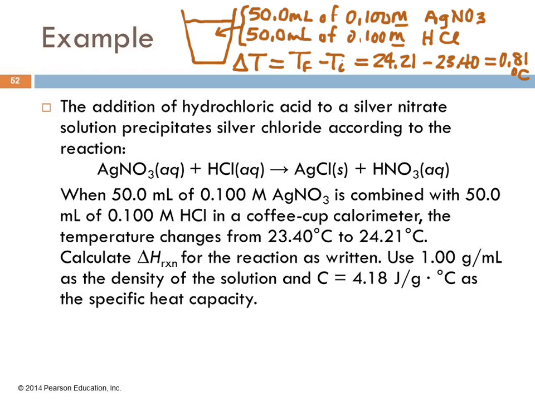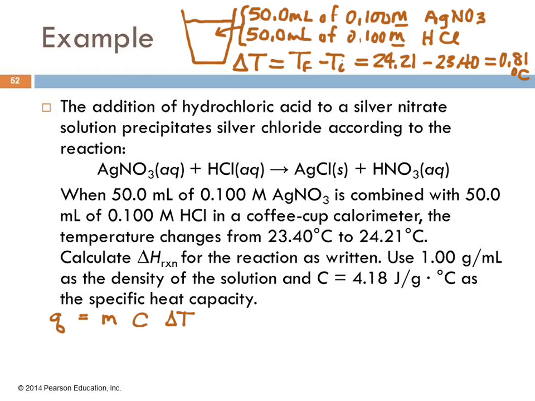Okay, so this solution is mostly water, and it's got some silver nitrate in it, and it's got some HCl in it. And so what we do is we use the specific heat capacity of water as the specific heat capacity of this solution, because it is mostly water, and the fact that it has these ions in it doesn't really change it much at all. So let's think about that equation, right? We're going to need Q equals MC delta T.